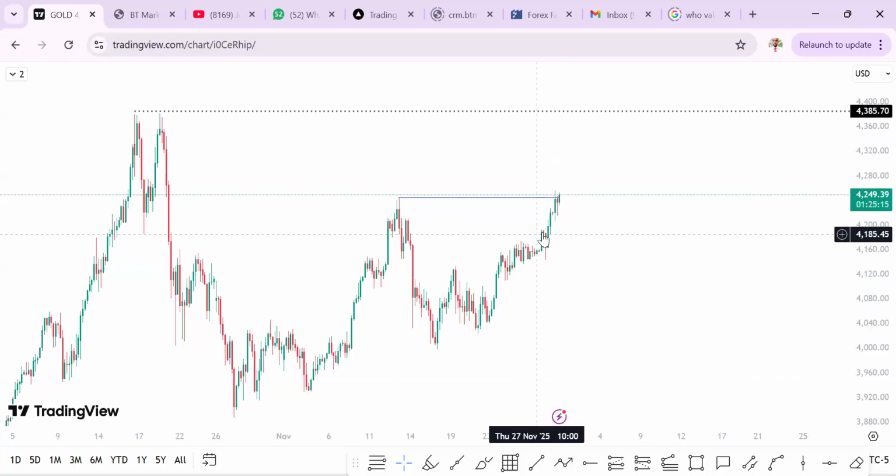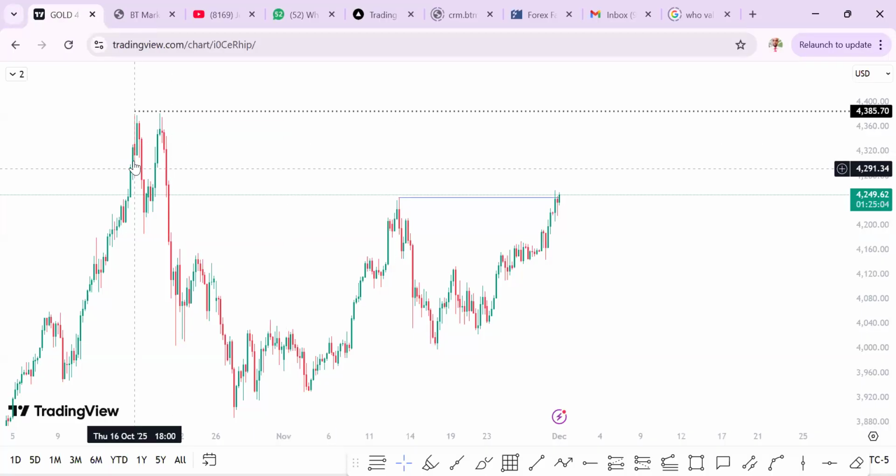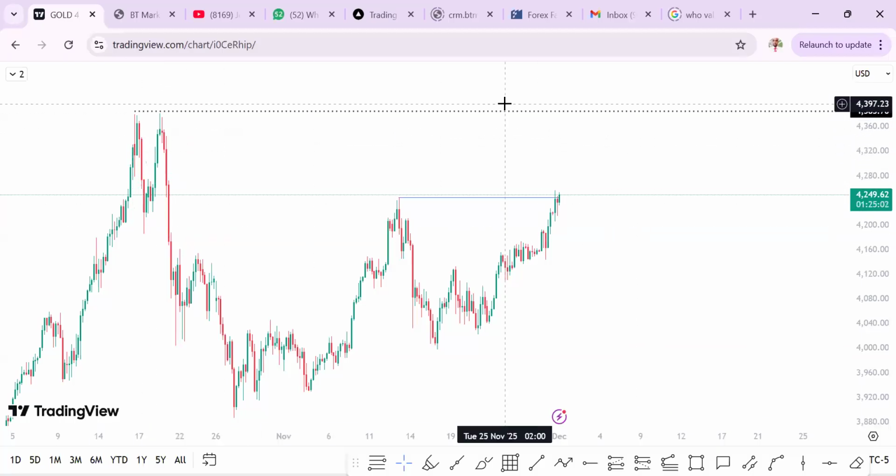I still have some buys on gold. I've taken some buys, I've taken some away, so I still have some buys. And that is just that. There's nothing to analyze. Gold is buying to all-time high.